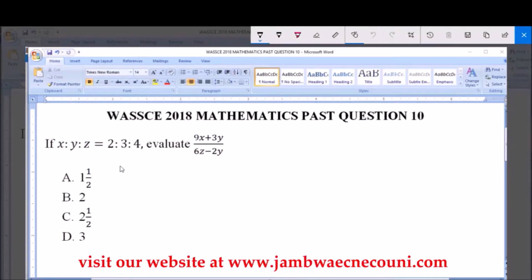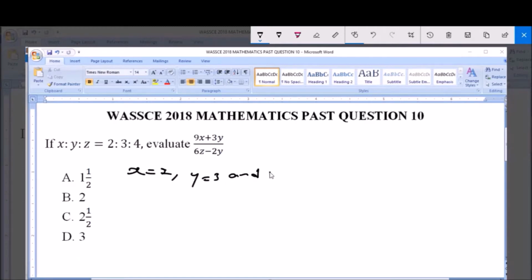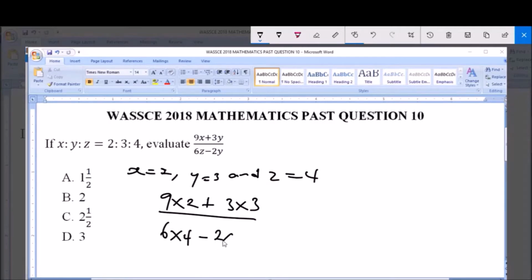Now, since it is said that x ratio y ratio z is equal to 2 ratio 3 ratio 4, it simply means that x is equal to 2, y is equal to 3, and z is equal to 4. Now with this, we can simplify. So we are given 9x. It simply means 9 multiplied by 2 plus 3 multiplied by y, which is 3, all over 6z, that's 6 multiplied by 4, minus 2y, that is 2 multiplied by 3.